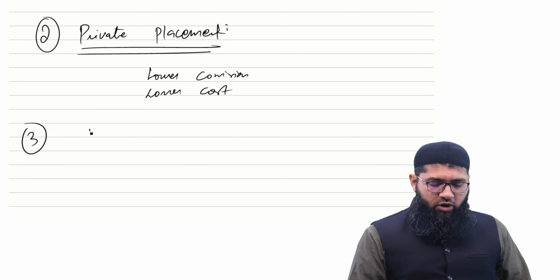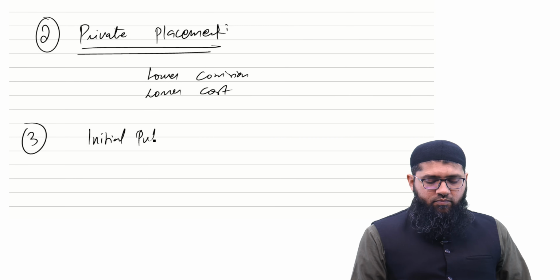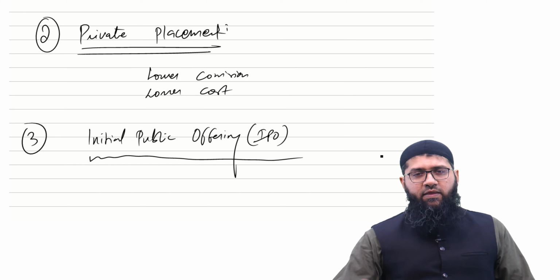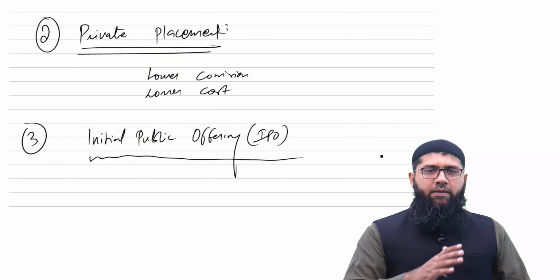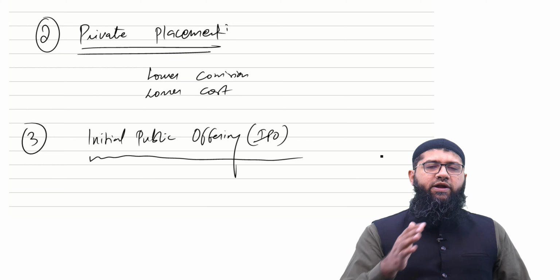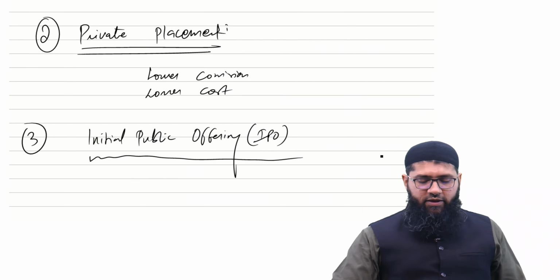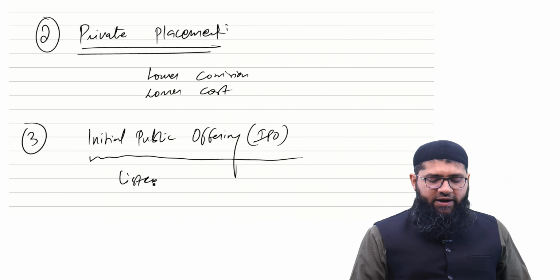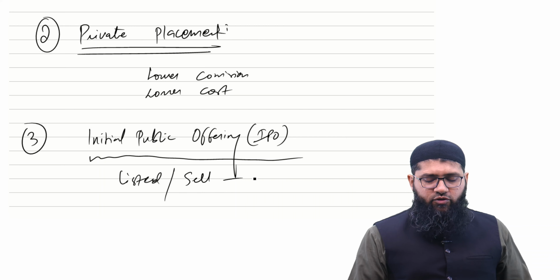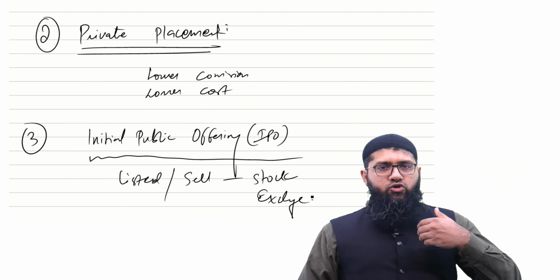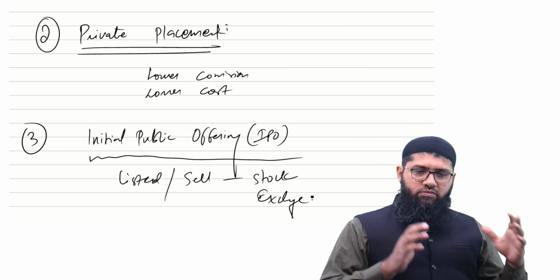The third one is called the initial public offering. I might not use the term initial public offering, because public offering is more appropriate, as in some countries there is also a second public offering, and there could be a third public offering, depending upon how many times the company goes to the public. Generally you get listed and sell your shares through the stock exchange. You get your company listed on the stock exchange, and you sell your shares through it. That's what the IPO is all about.